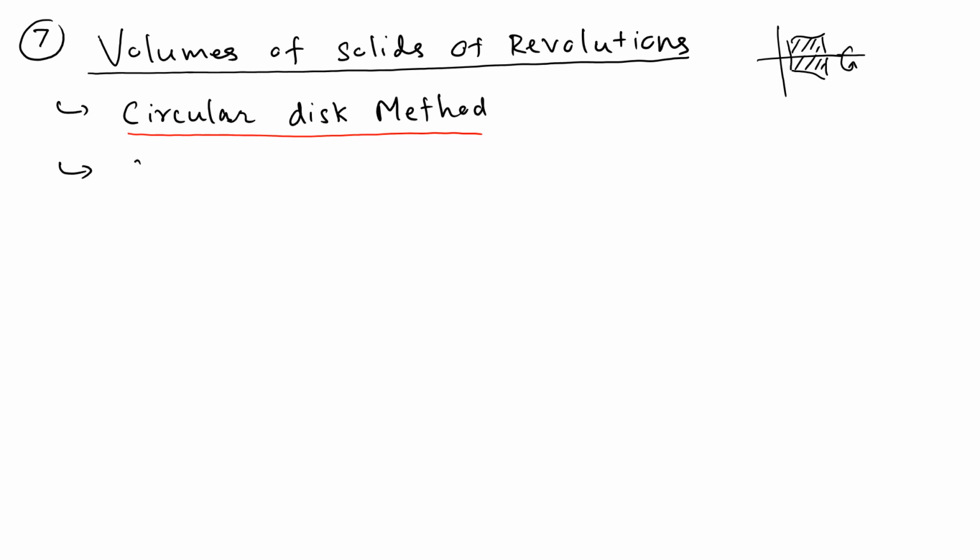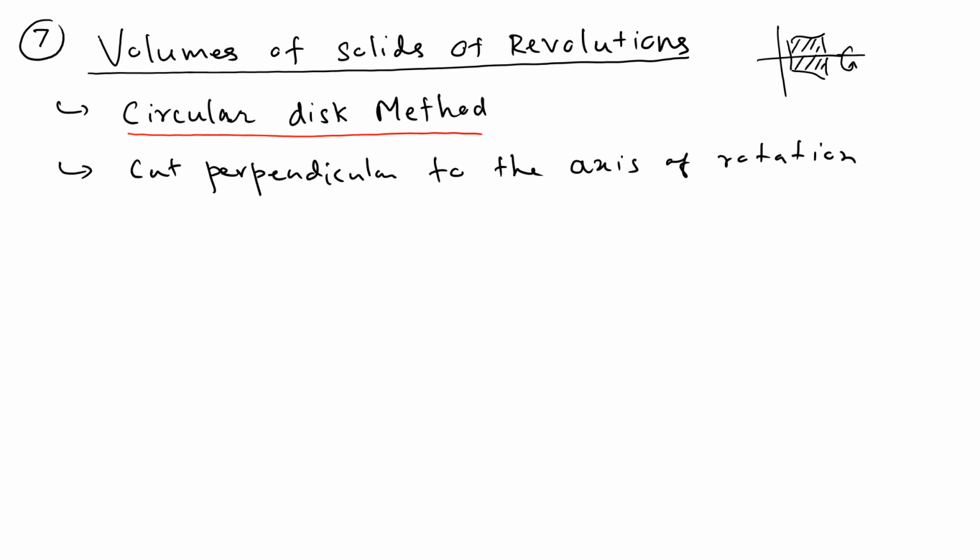So what you're gonna do is cut perpendicular to the axis of rotation. It can be anything. It can be the x-axis, y-axis, or some other line, for example, x equals -1 or y equals 3, something like that. So it can be any line like that. You're gonna cut perpendicular to the axis of rotation. Okay, so it's very important. Then the cross section looks like a disk.